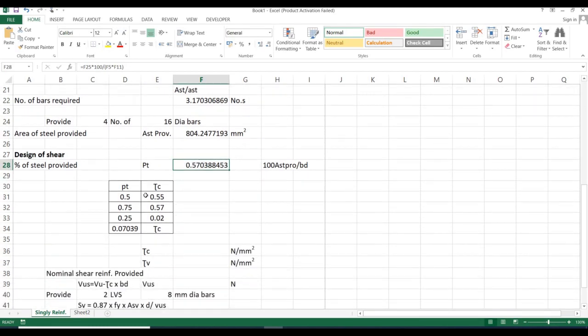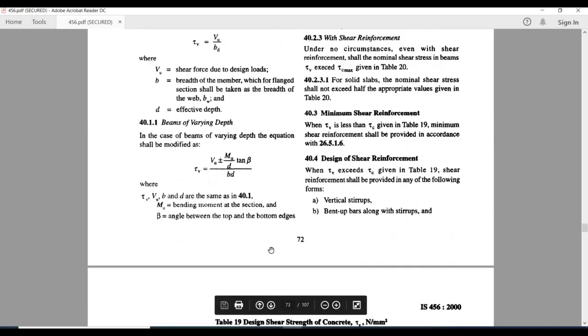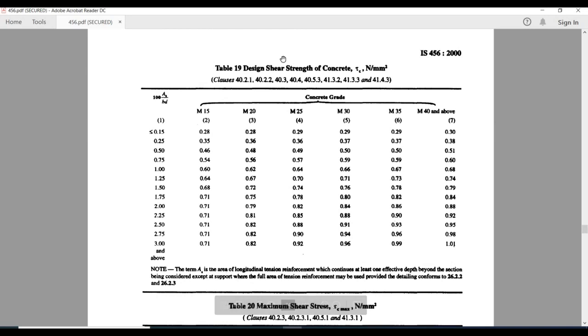From pt I have to calculate the tau c using IS 456. In this I have the table for design shear strength.